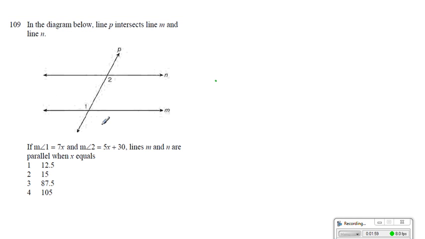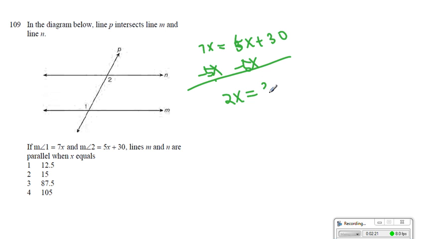Alright, let's try looking at this one. Angle 1 and angle 2, in fact, they're equal angles because they're alternate interior angles. So therefore, we can set it up as 7x equals 2x, or 5x plus 30. So by subtracting the 5x from each side, we get to realize that 2x must be equal to 30, which makes x equals 15. x equals 15. Choice number 2.